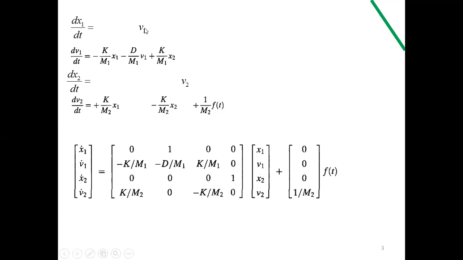So here we have v1. So second term will be 1. Here x1, v1, x2. So fourth term will be equal to 0. Here first 3 terms will be equal to 0, and here as v1 is equal to 0, so second term will be equal to 0. So this is our representation of mechanical system in the form of state space.